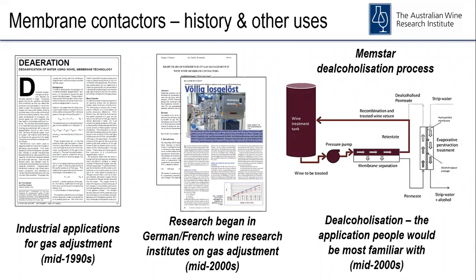The MEMSTAR dealkalization process uses evaporative extraction for dealkalization of an alcohol-rich permeate stream from reverse osmosis of wine. And this process is performed with a membrane contactor. It's just using strip water instead of a strip gas or vacuum that we'd use when we're using it in gas adjustment applications. You can even use just the membrane contactor with water on the strip side for some dealkalization without the prior RO stage, but there will be some loss of volatiles that will become more significant for larger reductions in alcohol content.